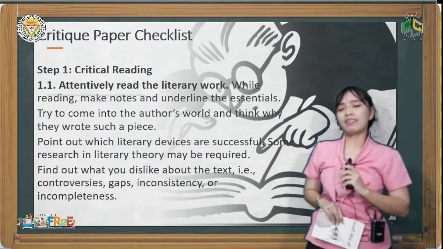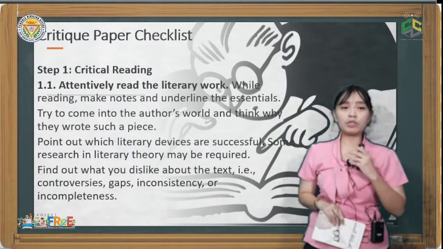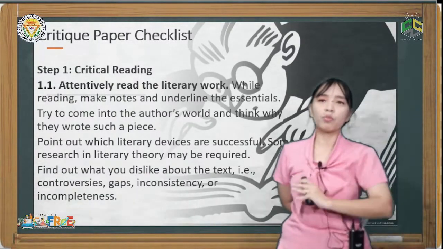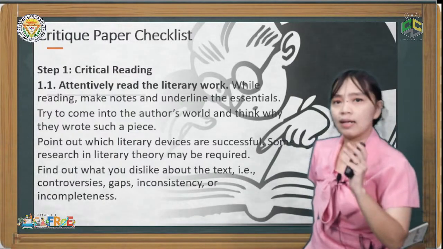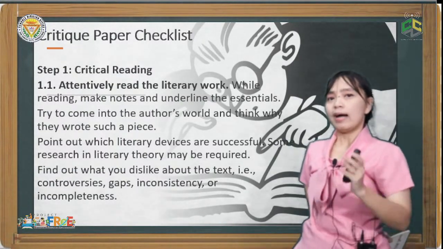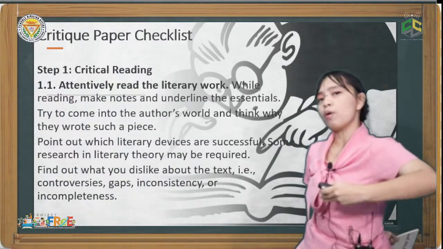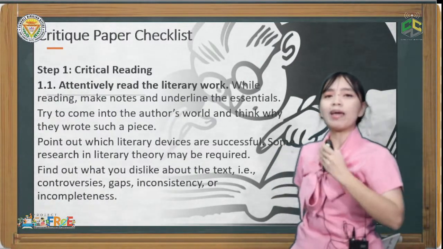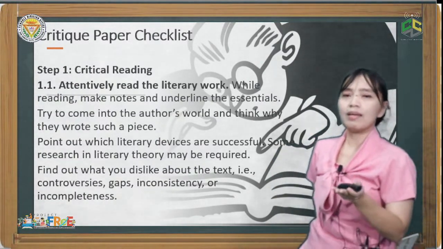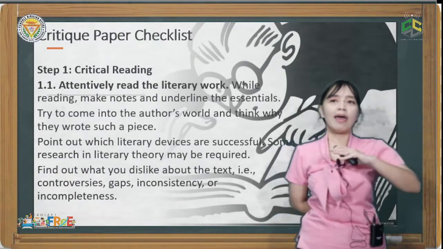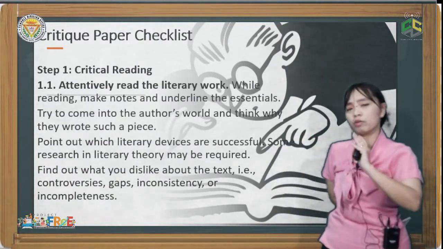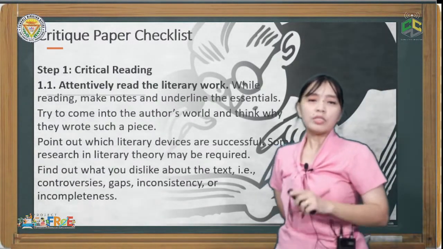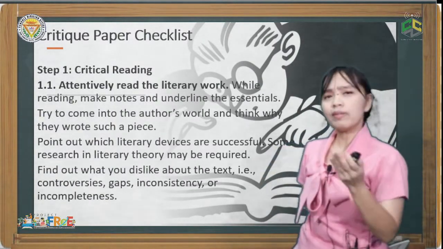So the first thing that you are going to consider if you're going to come up with a critique paper is what I call critical reading. Okay, I did mention thorough reading a while ago. I did mention the word comprehensive reading. So we are going to have the first phase of writing a critique paper, and this is all about critical reading. So how do you do that? How do we do that?